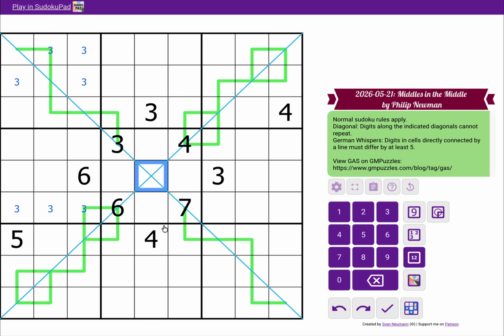What about 4s? We have 3 4s too. So 4s are not here. And not here. So same kind of weird pattern for 4s. They're over here. I have 2 6s. So 6s can go anywhere here. But it can't go here because it wouldn't be 5 different from here. So 6s are actually functionally just here.